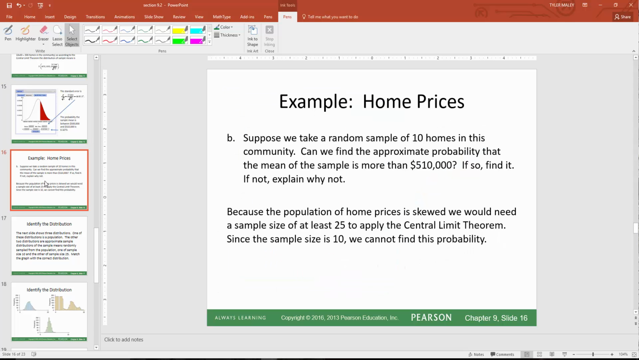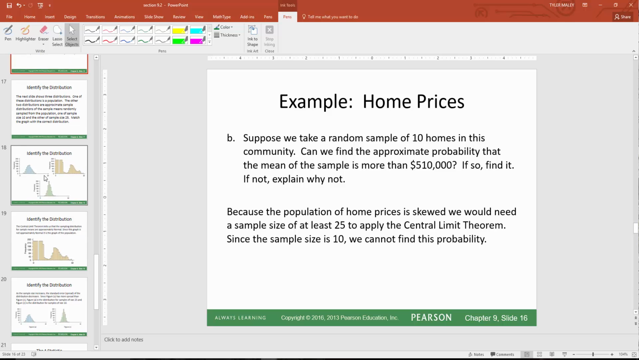And then part B: suppose we take a random sample of 10 homes now. Could we approximate the probability that the mean of the sample is more than 510,000? Because we were told the population of home prices is skewed, we would need at least a sample size of 25 to apply the central limit theorem. Since we have a very small sample, we cannot find this probability. We need to go back, make our sample size bigger, and then we could do so.